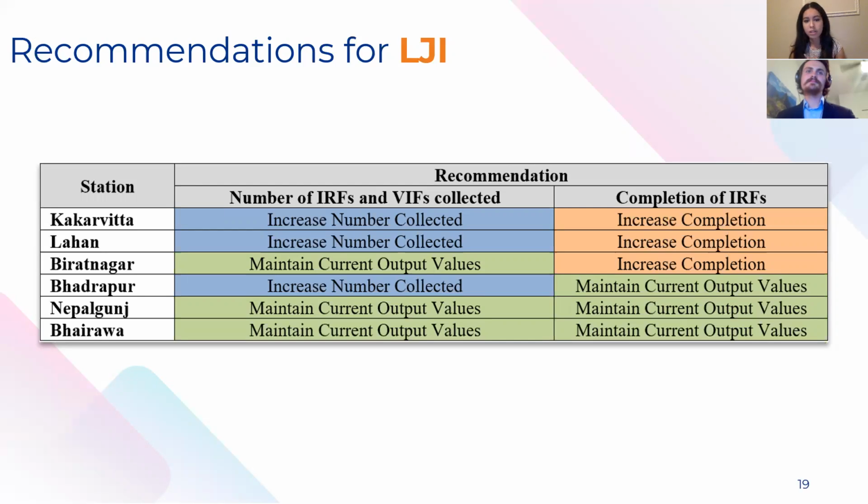However, it's very important to note that within the context of intercepting potential survivors of human trafficking, it can, at a surface level, be problematic to simply assume that increasing the collection of forms is going to increase productivity. We need to ensure that there is still quality. Therefore, the quality of these forms and the interceptions being made must remain paramount. And then moving on to the last 2 stations, Nepalgunj and Bhairahawa, they actually had efficient output values, therefore they just need to maintain their current performance.